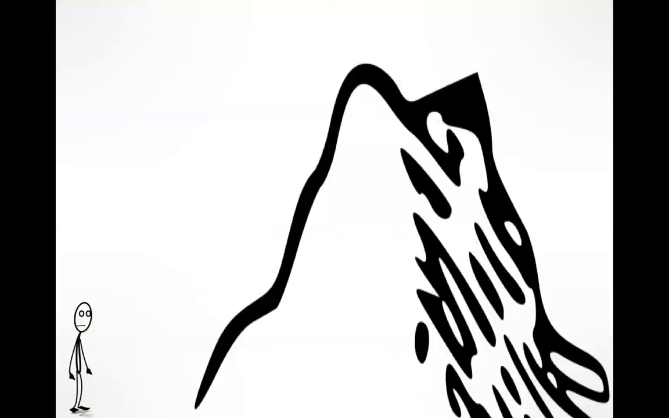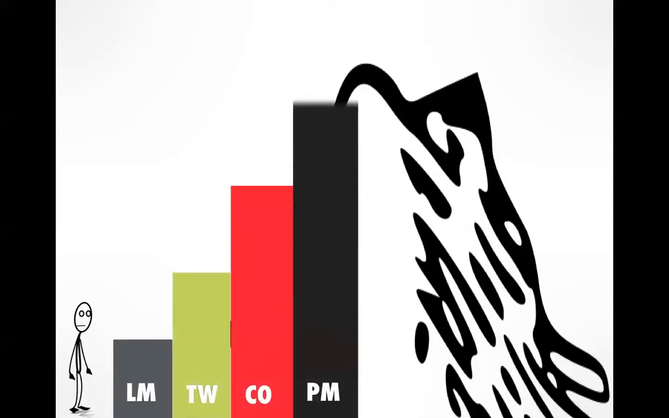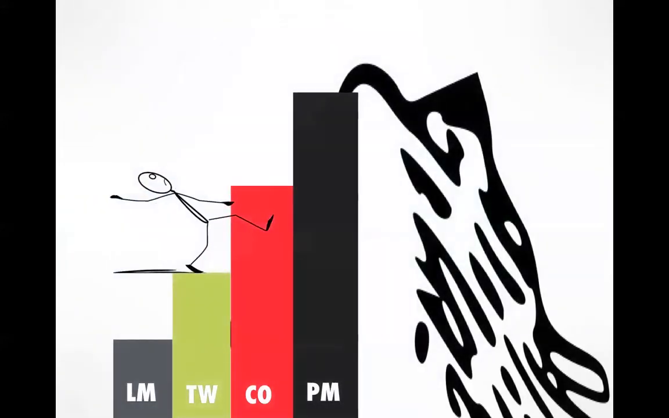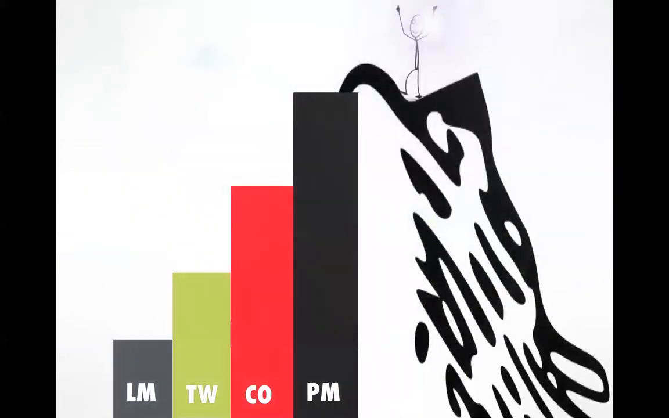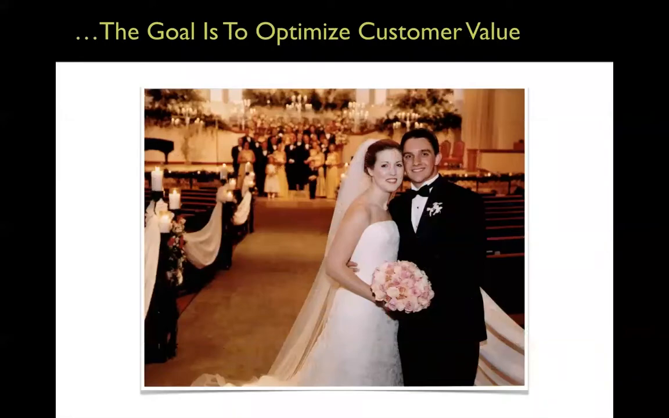Okay, so let me show you how the path should go when you're marketing your services or your products. We start with the lead magnet, then the tripwire, core offer, profit maximizer. So we start with the lead magnet, then to the tripwire. Oh, and it's going to be quite a jump to get to that core offer. But you'll get there. And then your profit maximizer. And that's the path. So the goal is not to optimize conversions. The goal is to optimize customer value.